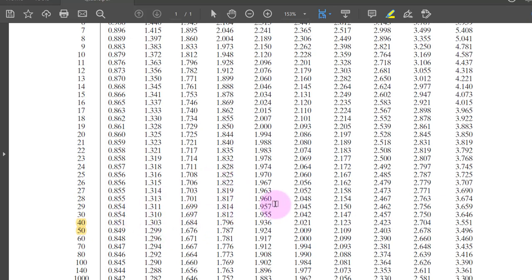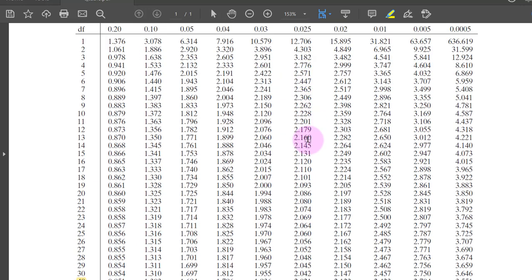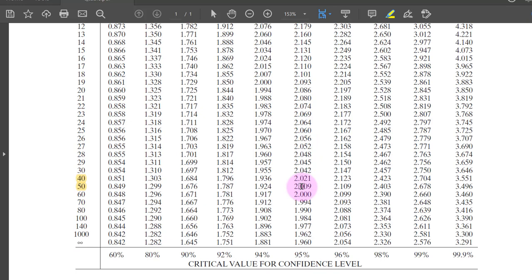And we want to go to the column that says 0.025. I'm going to scroll back up. Looks like it's this one that my cursor is on. And I have highlighted the intersection of that row and that column, 2.009.